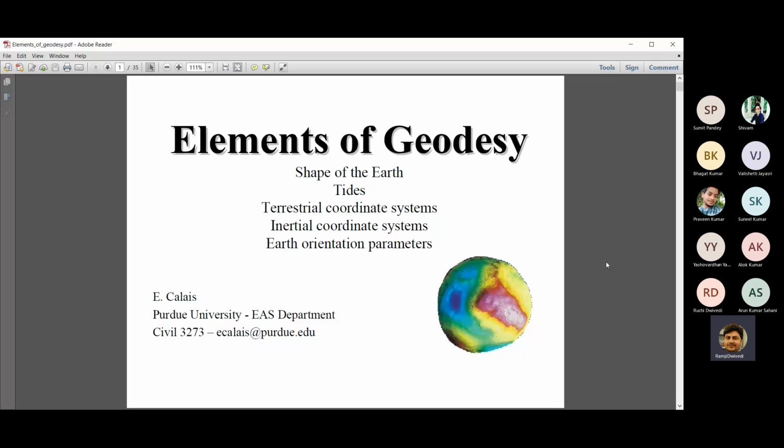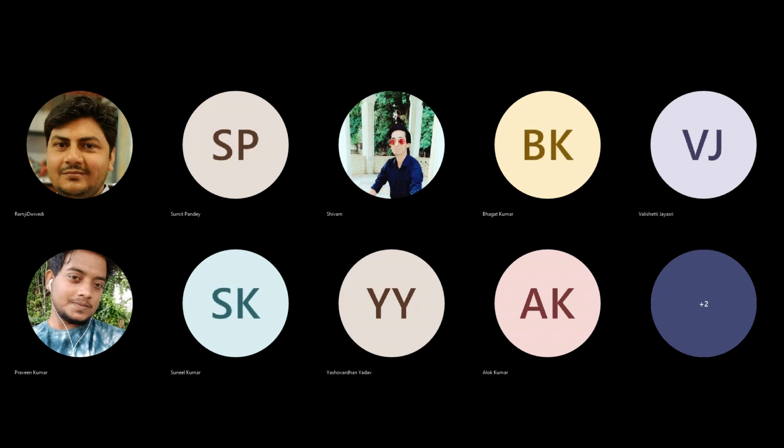So in the first unit, or first point of discussion, we'll start with elements of geodesy, where we will see about the shape of Earth. Then we'll see about the tides. And then I have told you about the coordinate systems, which are very important to get the position in a certain reference system. So we will see what the terrestrial reference system is, what the inertial coordinate system is, and what is meant by Earth orientation parameters. Okay, so this is our first point of discussion.